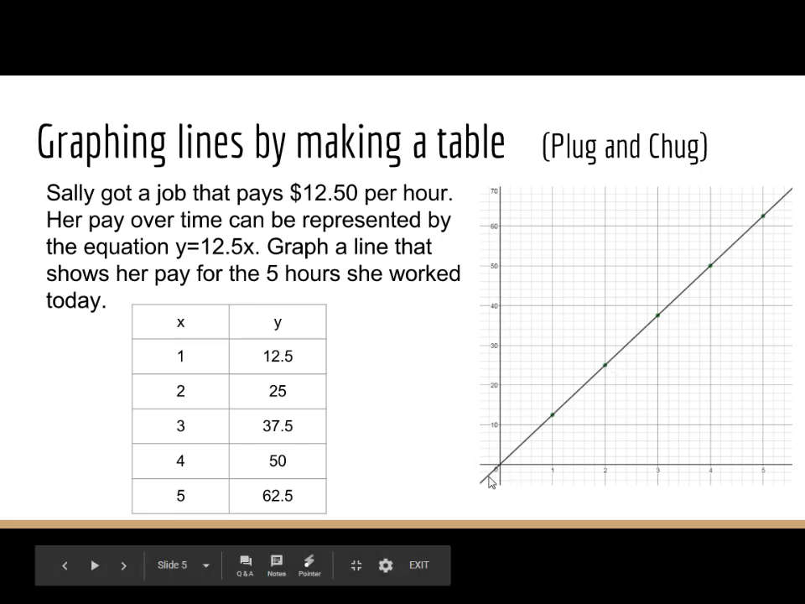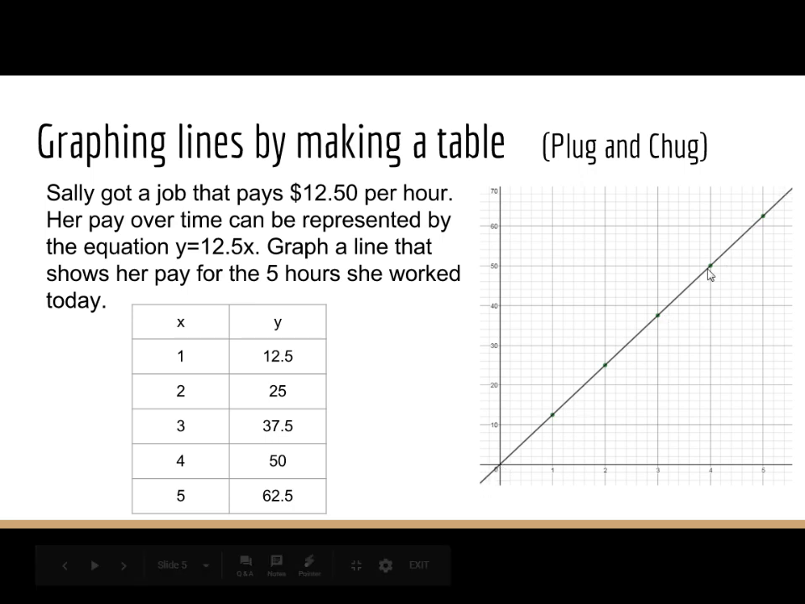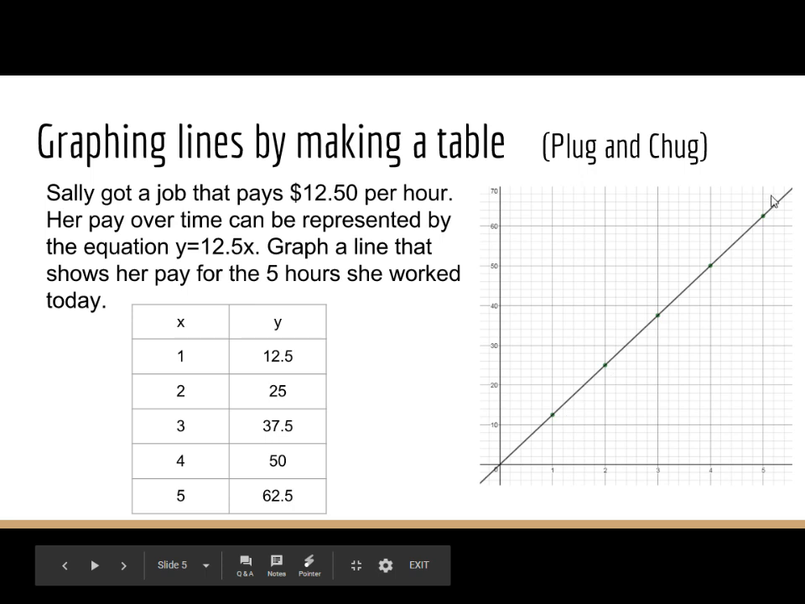Ignore the very bottom left here, though. There's no negative time that we work with, and she wouldn't get negative pay. And so this little bit down here we wouldn't include. But when it says graph the line, they will be connecting the dots.